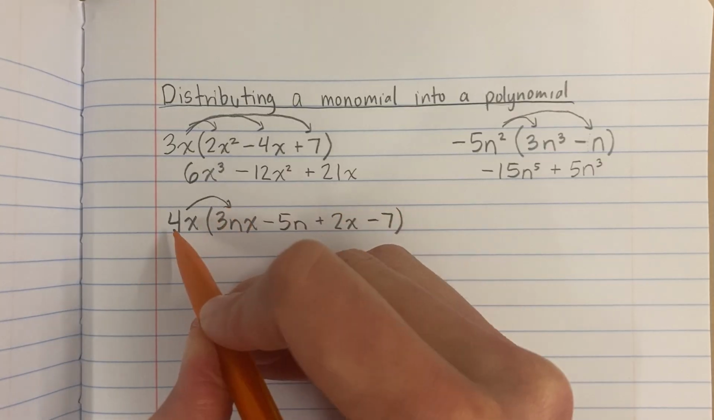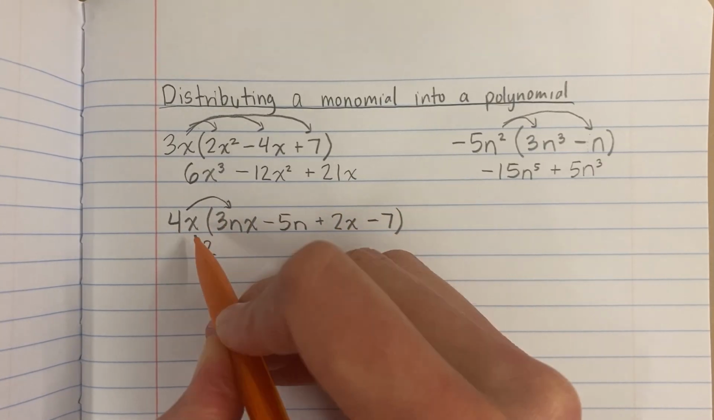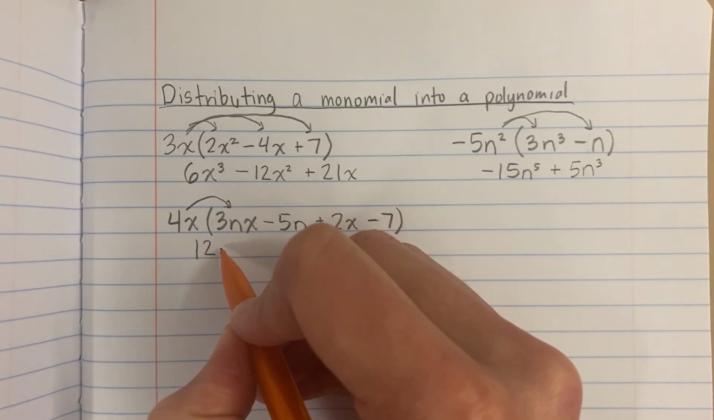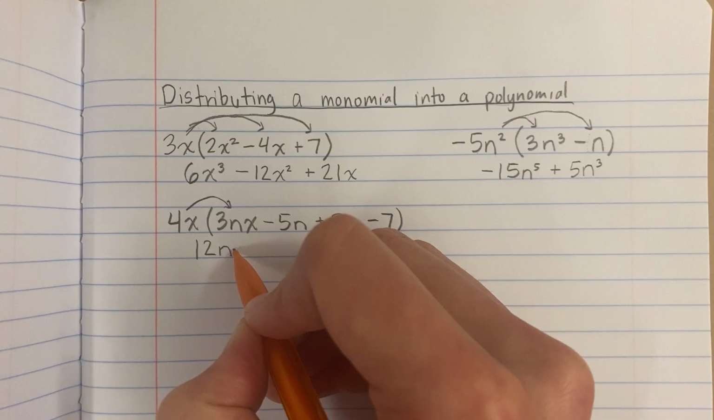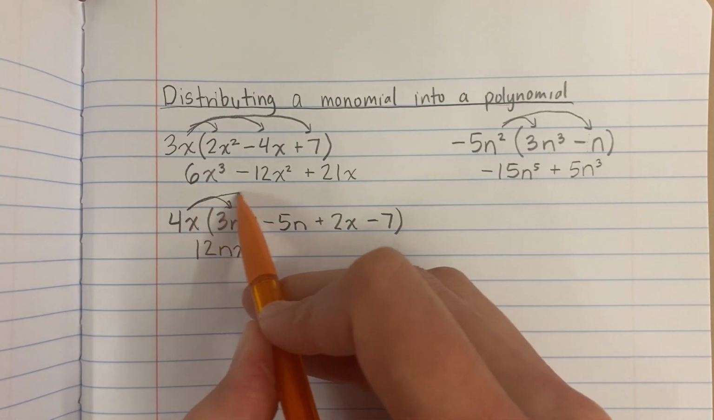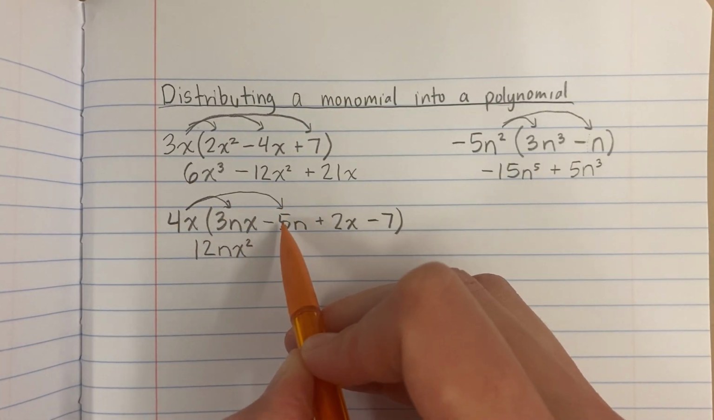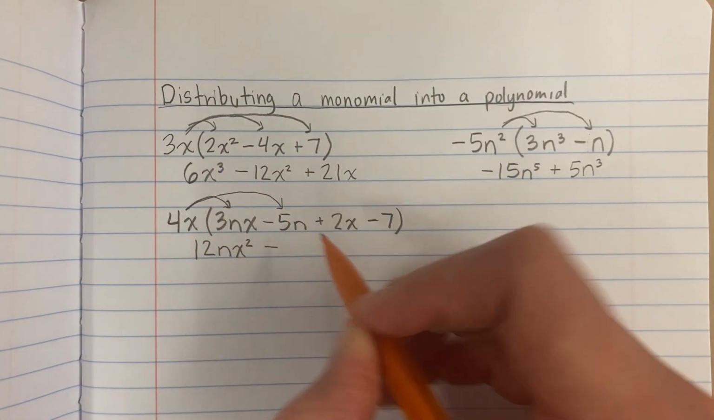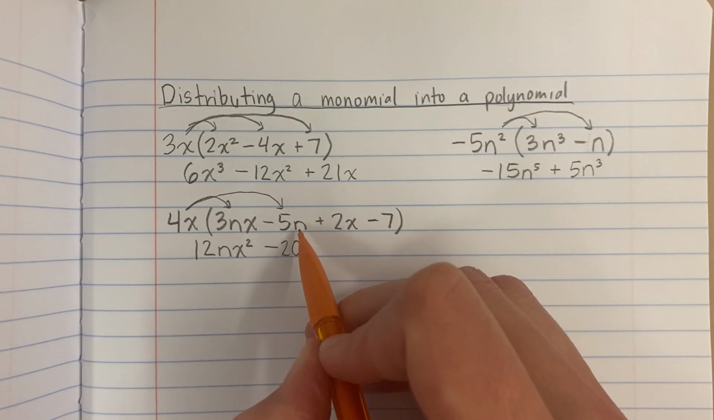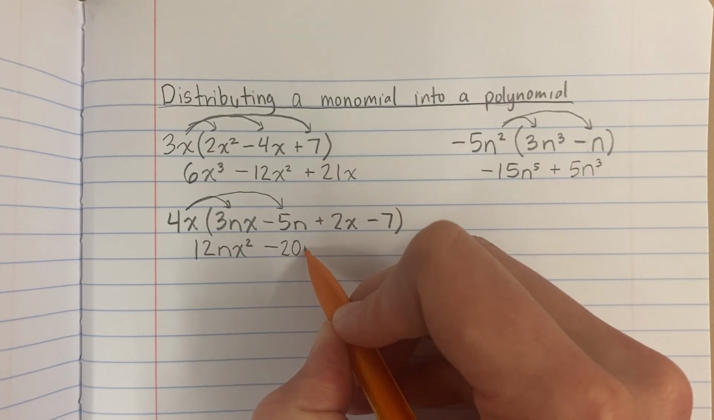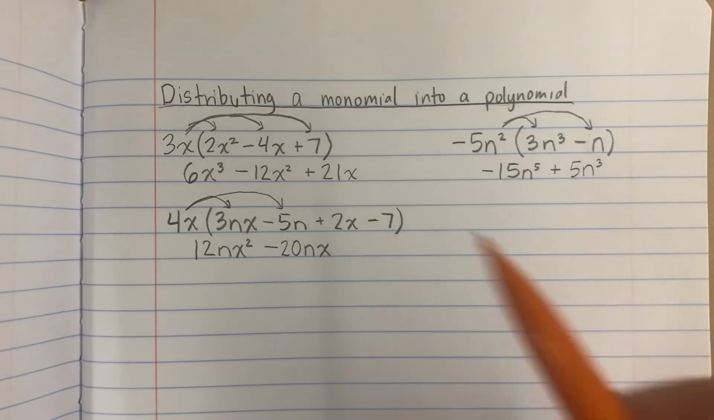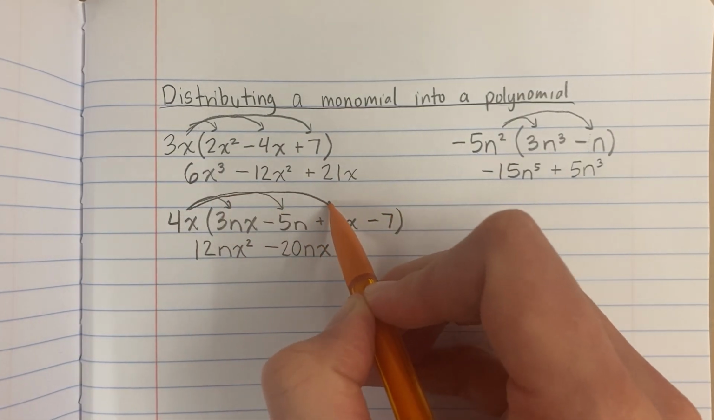So I'm multiplying. 4 times 3 is 12. This is x times n times x. So that's 1n, and there's 2 x's here. X times x, right? Now here, 4 times negative 5. Positive times negative is negative. 4 times 5 is 20. And then I have also being multiplied an x and an n. Nice to just put them in alphabetical order. So I'm going to put the n first, then the x. If you put x first and then the n, it's okay. That's fine.